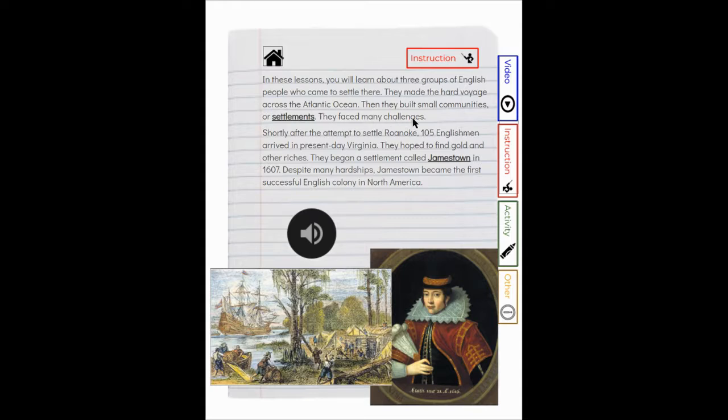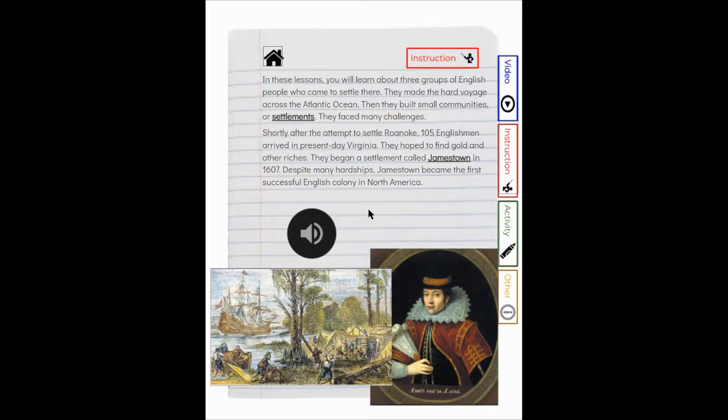They faced many challenges. Shortly after the attempt to settle Roanoke, 105 Englishmen arrived in present-day Virginia. They hoped to find gold and other riches. They began a settlement called Jamestown in 1607. Despite many hardships, Jamestown became the first successful English colony in North America.